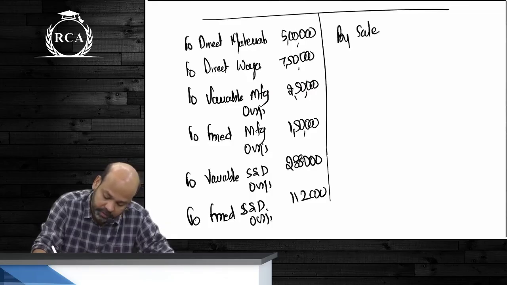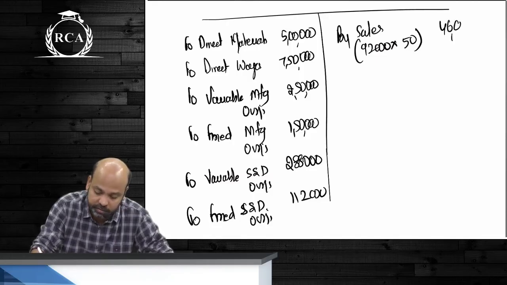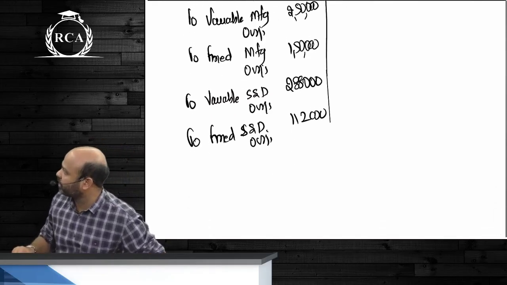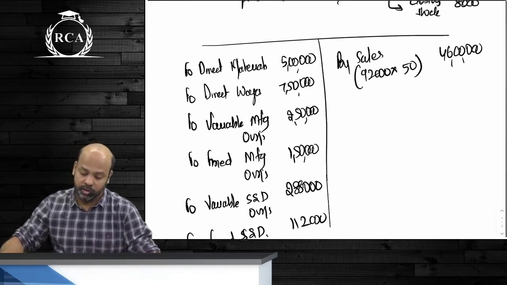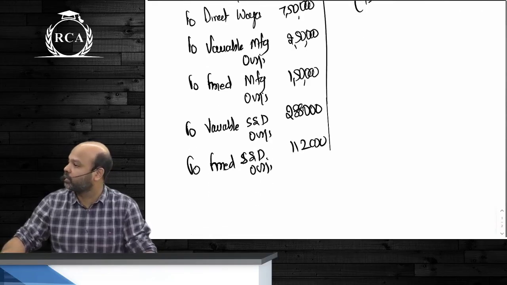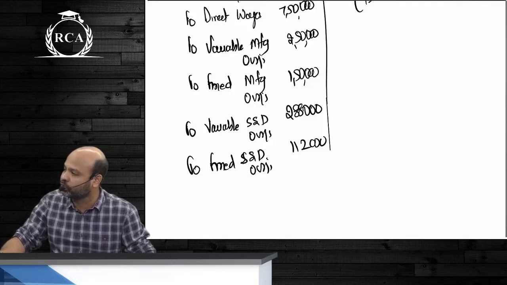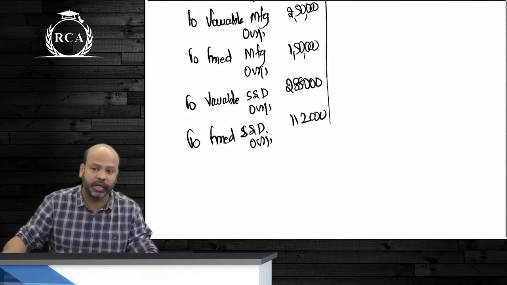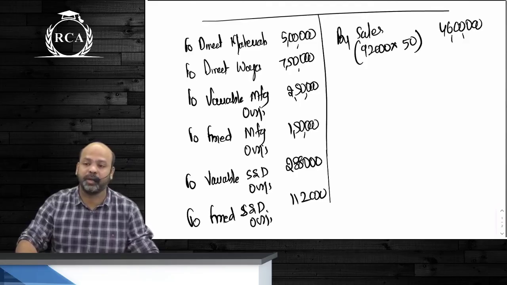By sales, 92,000 units sold at a price of 50 rupees, 46 lakhs. Variable manufacturing overheads are 2,50,000, fixed manufacturing overheads 1,50,000, variable S&D and fixed S&D. Sales are 46 lakhs. You have the entire information in front of you. Calculate in rough and tell me what should be the valuation of inventory under marginal costing and absorption costing, and what should be the profit levels. Sales are 46 lakhs, 92,000 units multiplied by 50 rupees per unit.